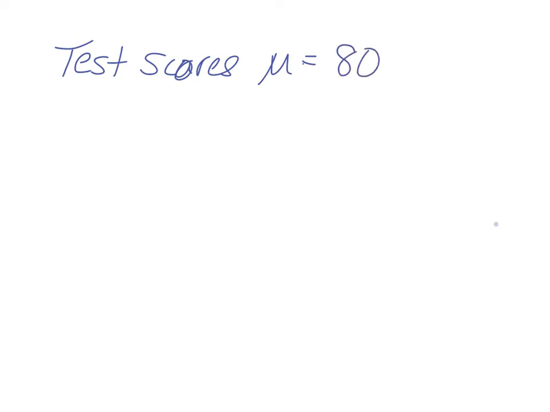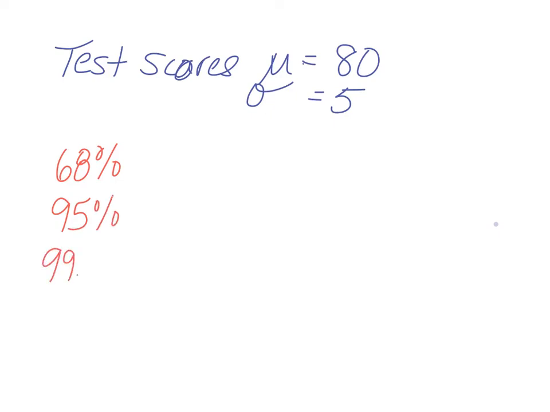Now, why is this helpful to us? Well, let's say that we have some test scores, and the mean is equal to 80, and the standard deviation is equal to 5. This is your symbol now for standard deviation. It's a sigma, Greek letter sigma. And so let's go ahead and look at the following. We could go ahead and say test scores 68, 95, and 99.7.